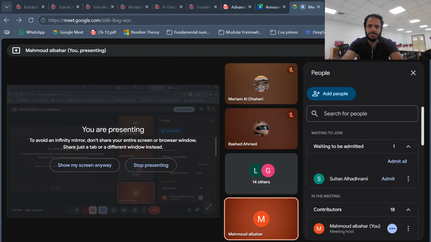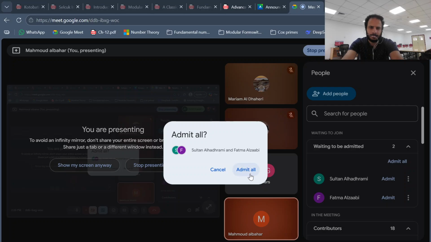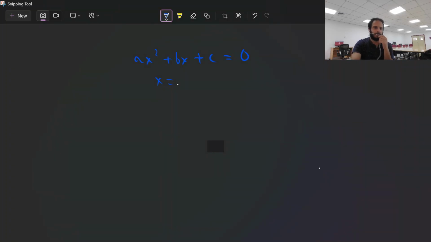Okay. First, I want to ask you, when you want to solve a quadratic equation, for example, ax squared plus bx plus c equals 0, how to solve this? We have formula, right? We have the formula x equals minus b plus or minus square root of b squared minus 4ac, over 2a. So we have formula for quadratics, right?